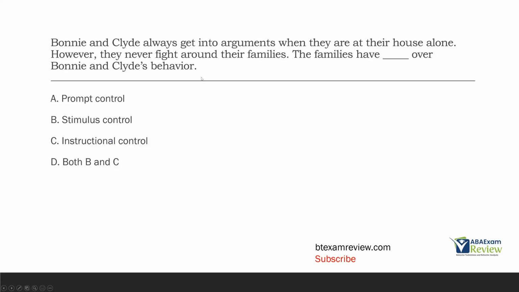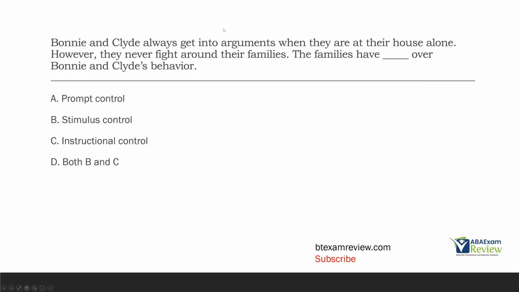Bonnie and Clyde always get into arguments when they are at their house alone. However, they never fight around their families. The families have blank over Bonnie and Clyde's behavior. This is actually a pretty straightforward question, okay? When behavior occurs at a greater frequency in the presence of certain stimuli and occurs at a lesser frequency in the presence of other stimuli, what do we call that?